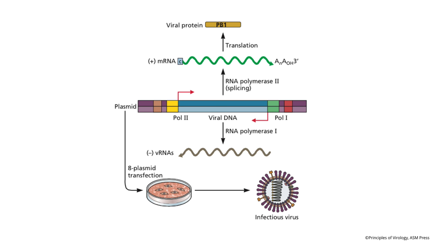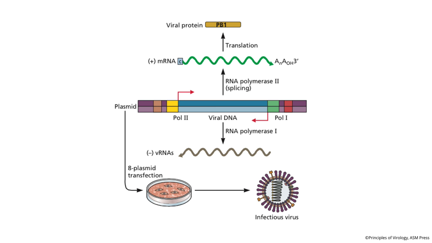And you can take the viral RNA, down here, it's a negative strand out of the virus particle. You can make a double-stranded DNA copy of it, which is shown in the middle here. And then you put a promoter at either end to make minus RNA and plus RNA from the same DNA template. So there are 8 segments of RNA in the influenza virus. So you make 8 plasmids of double-stranded DNA for each one.